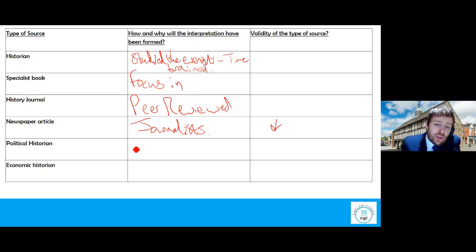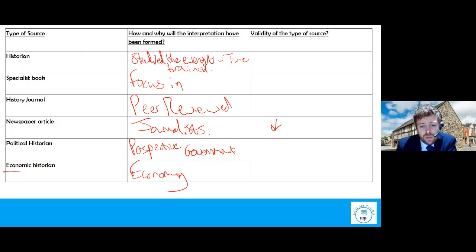Political historians look at the perspective often of government, right? Or maybe even politicians themselves. So if the key issue in the question, like that one of the Liberal Party, is about the decline of the Liberal Party, then a political historian is going to be very useful, very valid, because they're looking specifically at the perspective of government and politics and political parties. Whilst economic historians look more at the economy, and the impact of the economy. So that would be less useful, less valid in terms of studying the decline of the Liberal Party, for example.